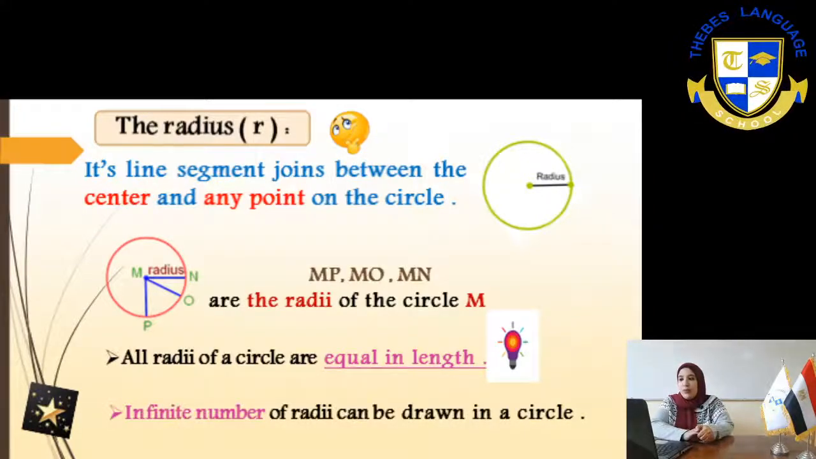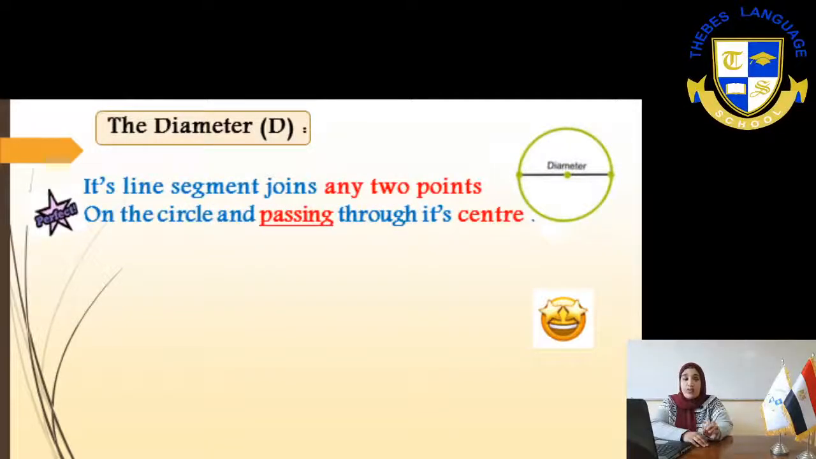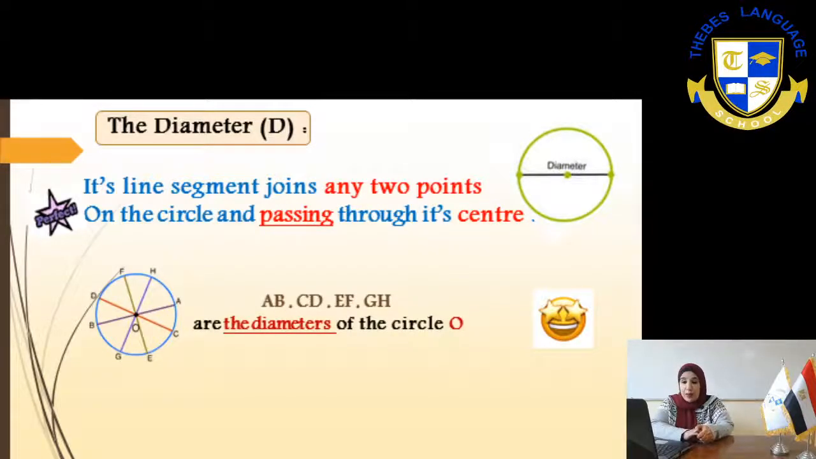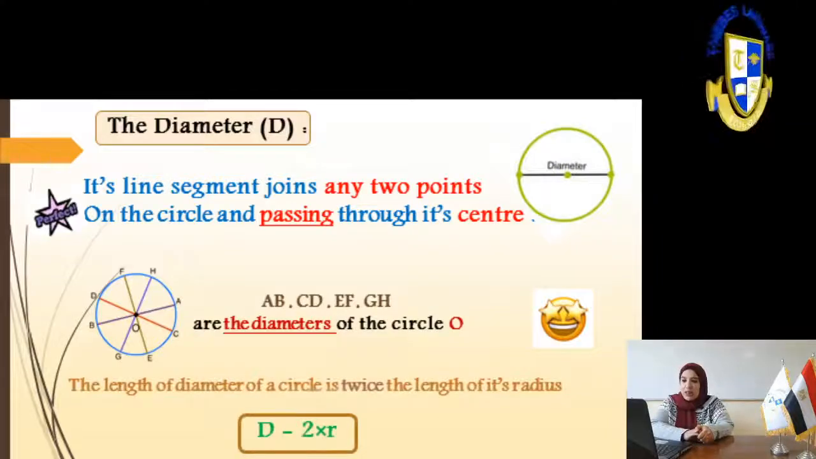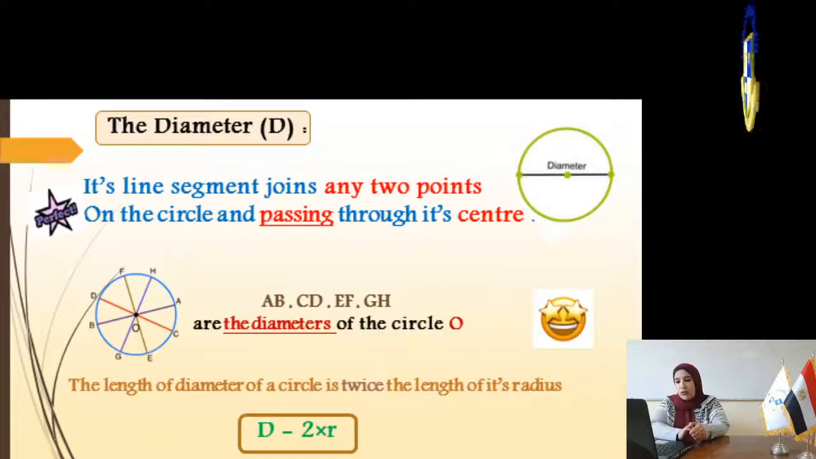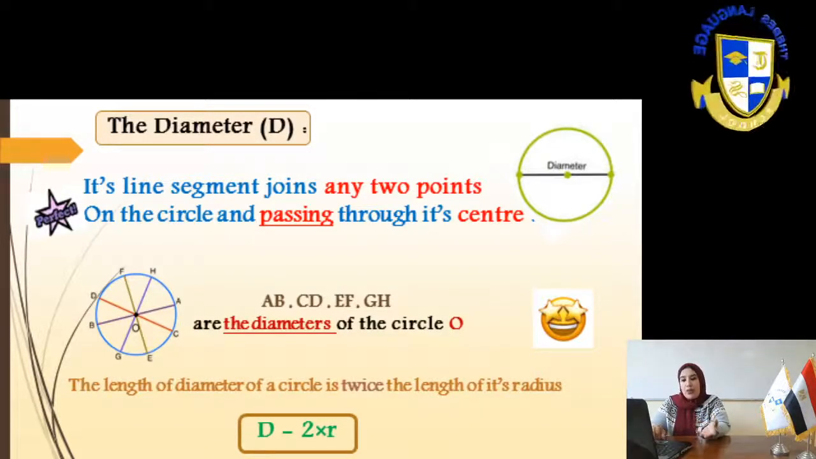Diameter. What is meant by diameter? It's the line segment which joins any 2 points on the circle passing through its center, like AB, line segment CD, EF, and GH. All these diameters are passing through the center O. As we said before, the length of the diameter is twice the length of the radius. Diameter equals 2 by R. So when the length of the radius is 5 centimeters, that means the diameter will be 10 centimeters.